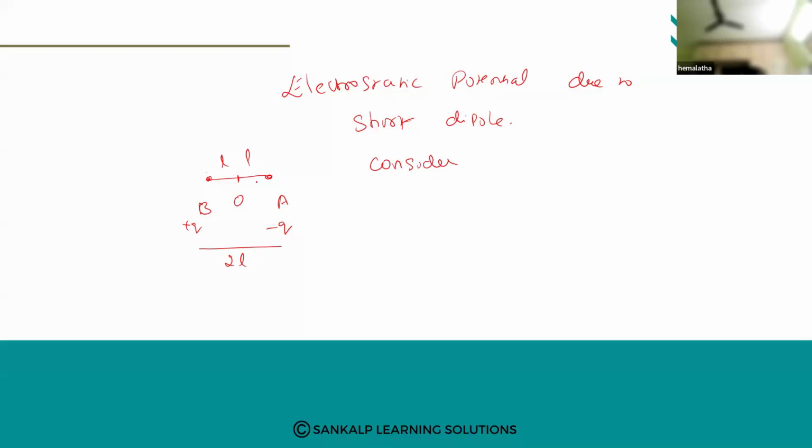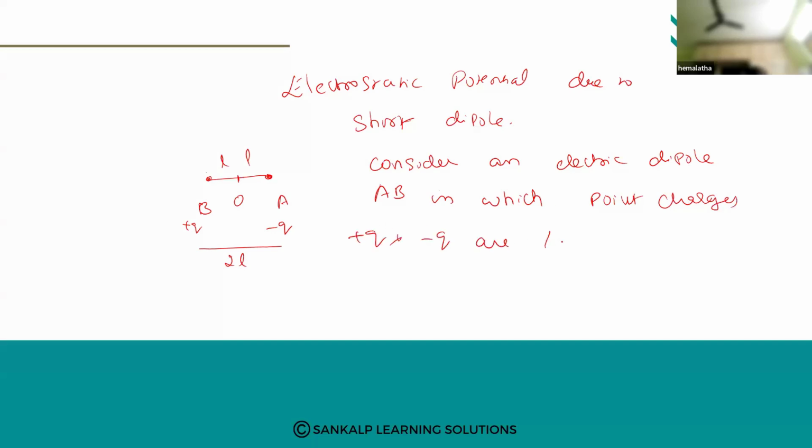The diagram is simple, but the expression we have to explain for 5 marks. Consider an electric dipole AB in which point charges plus Q and minus Q are separated by a distance 2L.